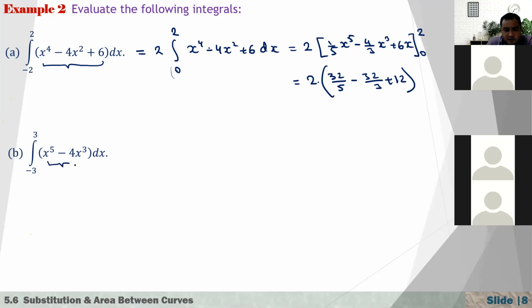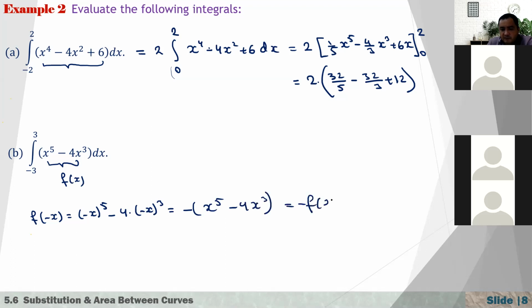If you look at this function, it's f, right? And f of x is an odd function because here we have f of minus x equals minus x to the power of 5 minus 4 times minus x cubed. From this minus, I can just take it out. That's equal to x to the power of 5 minus 4x cubed. So that's equal to minus f of x. It is odd, and when our integration interval is symmetric about the origin, simply that's equal to 0. We don't even have to calculate this.